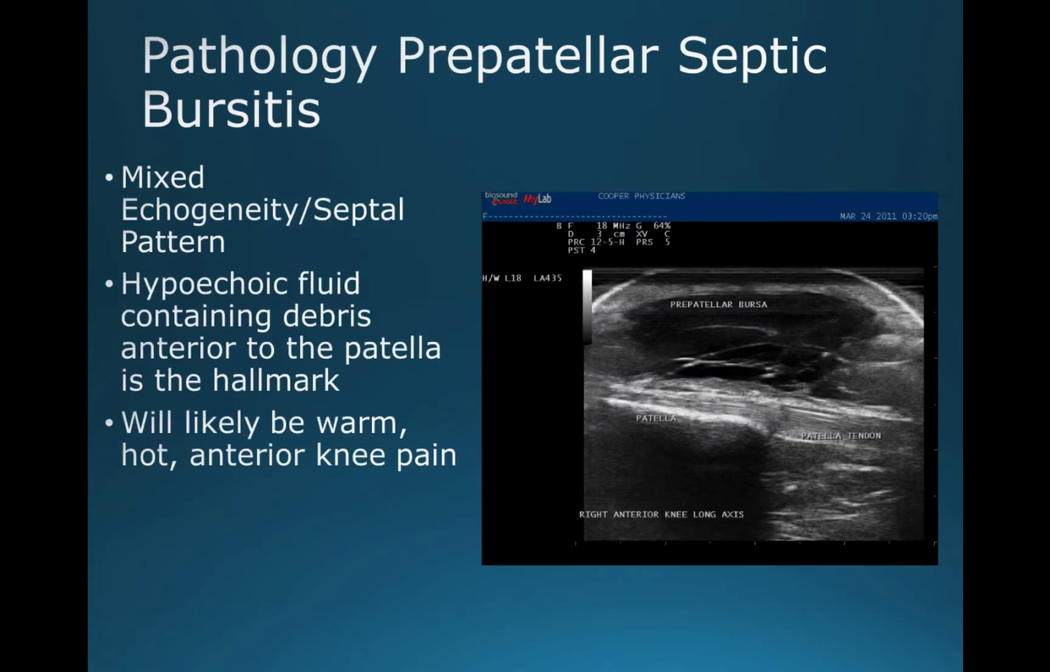Some pathology of the prepatellar septic bursitis. Also another very common thing we can see in the ER. Here's a prepatellar bursa, multiple septations. So we call this a mixed echogenicity septal pattern. There's hypoechoic fluid containing some debris. This will a lot of times be warm, hot, and this is more anterior knee pain on exam.